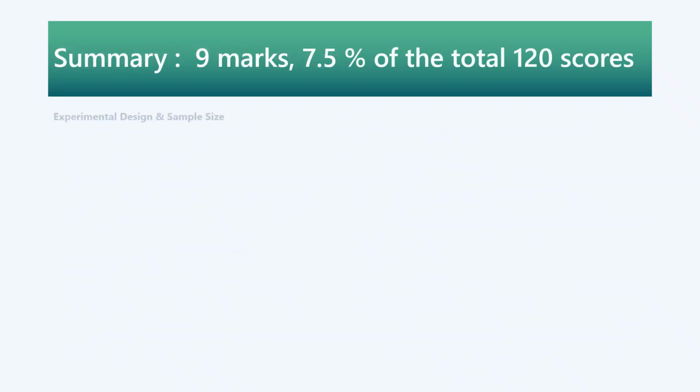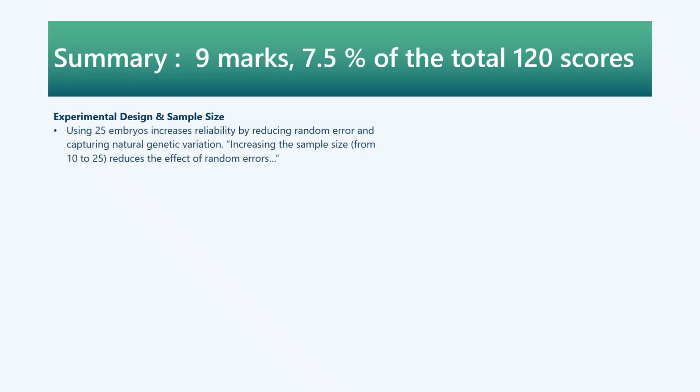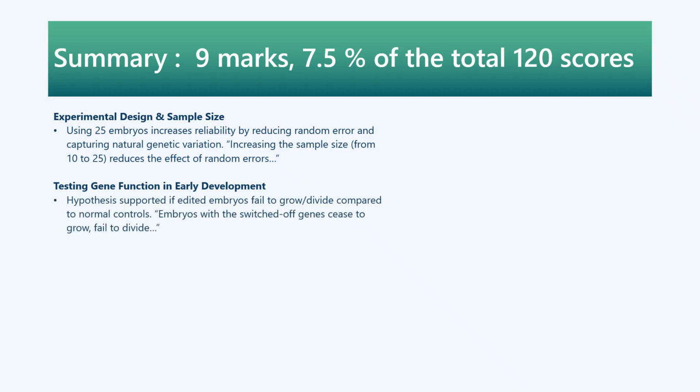Experimental design and sample size. Using 25 embryos increases reliability by reducing random error and capturing natural genetic variation. Increasing the sample size from 10 to 25 reduces the effect of random errors. Testing gene function in early development. Hypothesis supported: if edited embryos fail to grow or divide compared to normal controls. Embryos with the switched-off gene cease to grow and fail to divide.